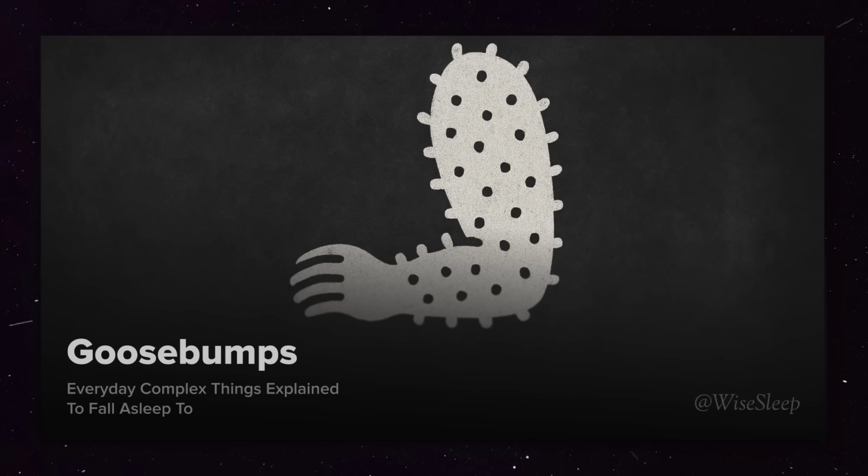Originally, this response served a practical purpose in animals. Raising the fur traps more air, creating insulation and helping regulate body temperature. It also makes animals appear slightly larger when threatened. Humans don't have thick fur anymore, but the reaction remains, even though it's no longer useful for warmth or defense in the same way. In people, goosebumps are usually triggered by two main things: cold and strong emotions.